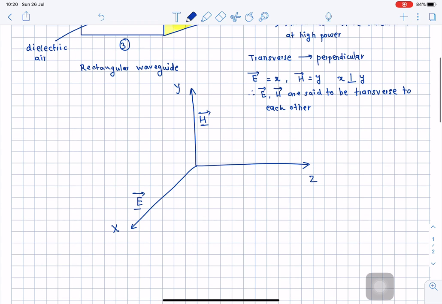Here we assume that the electric field is located along the x-axis and the magnetic field is located along the y-axis. Along the x-axis the electric field is going to vary, and similarly along the y-axis the magnetic field is going to vary. Along the z-axis there is a propagation of this particular wave. So along the x-axis the electric field varies, and along the y-axis there is a variation of the magnetic field.